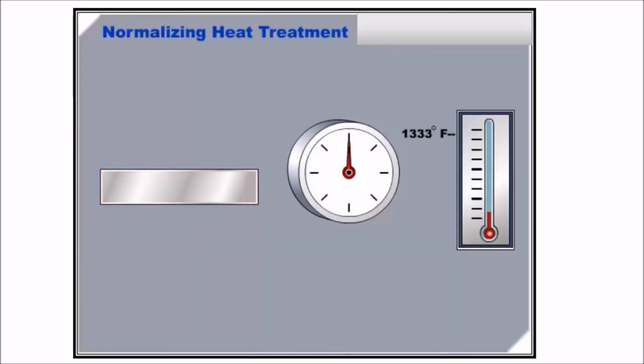This cooling occurs faster than a furnace cool, so the resulting properties include slightly higher hardness and strength, and possibly lower ductility as compared to annealing. Normalized carbon and low alloy steels are usually easily weldable.